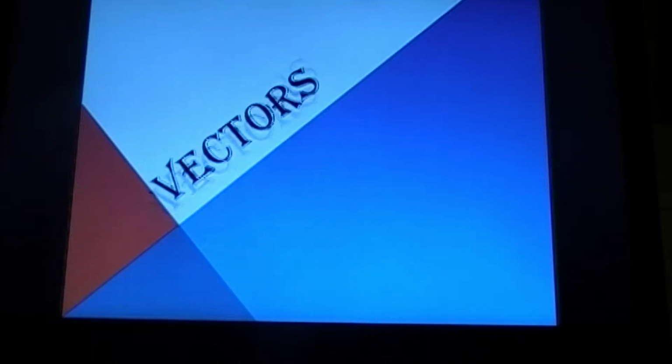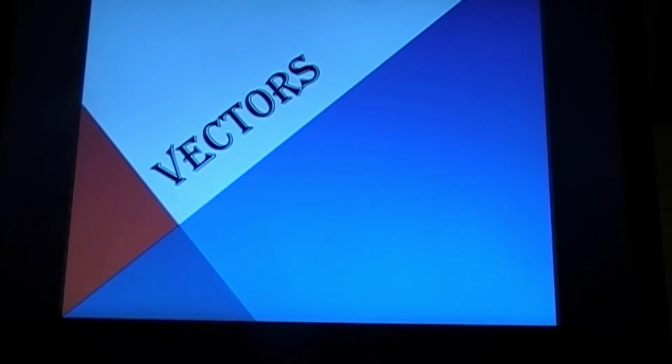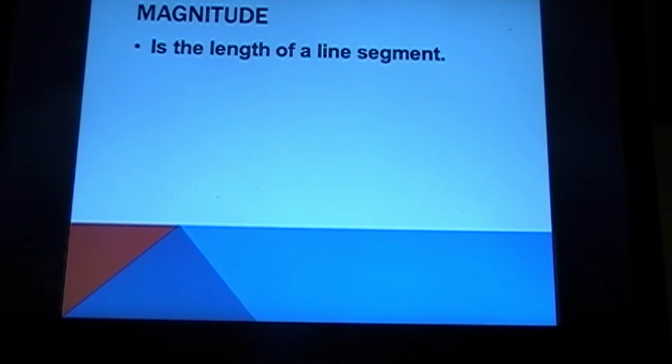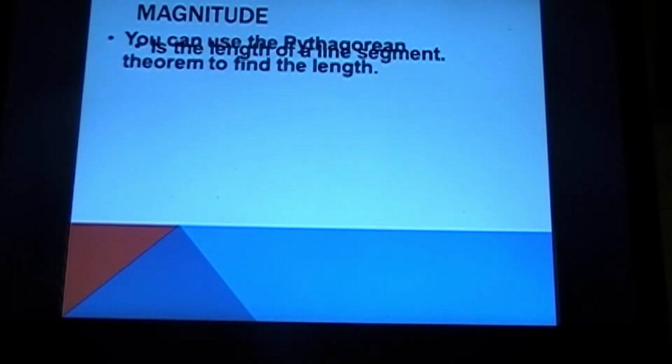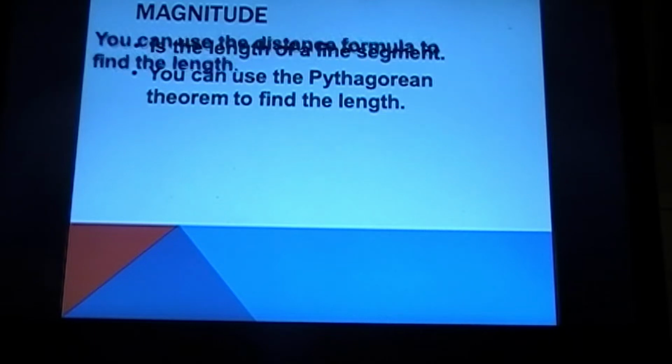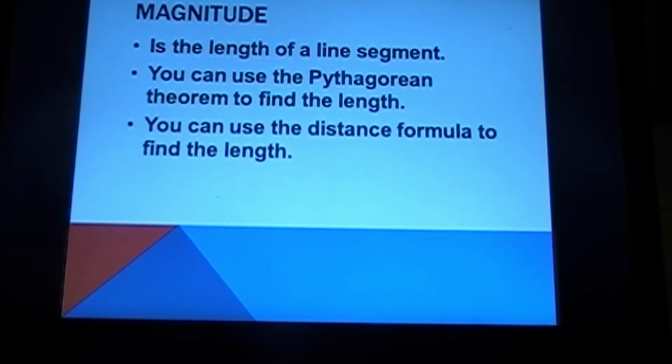And so now, we will talk about vectors. Vectors are measured in direction and magnitude. Magnitude is the length of a line segment. You can use the Pythagorean Theorem to find the length. You can use the distance formula to find the length.